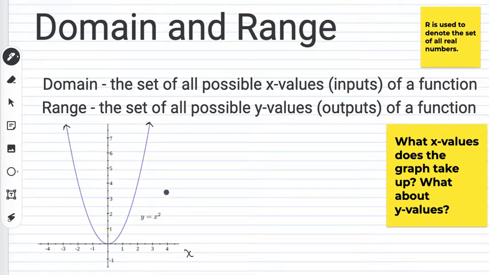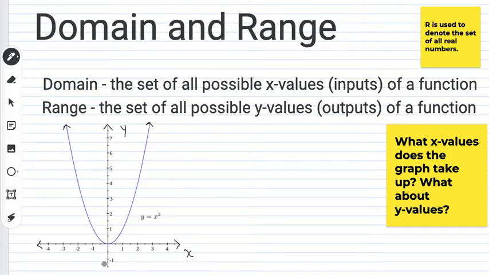And the range is going to be the set of all possible y values, or outputs, of a function. Sometimes you'll hear it called range, sometimes you'll hear it called outputs, sometimes you'll hear it called y values. But for this, you're going to be looking at the y-axis. That's the vertical axis that runs up and down. So we're going to be using domain and range to characterize these functions.